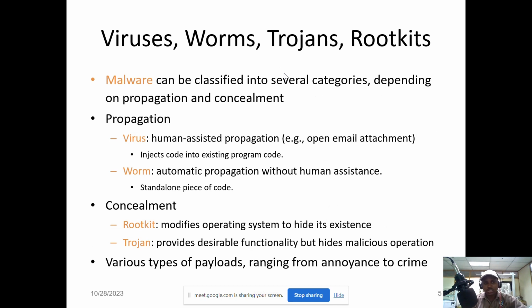So a rootkit is just a malware which will be able to manipulate the operating system so that it cannot identify some of the malwares. Also there's the Trojan horse, which provides reliable functionality but hides malicious operation. On the Trojan horse, we are saying there's something that you want that the software or the application does, but you do not see that at the back there's something which can harm your computer. So various types of payloads ranging from annoyance to crime.